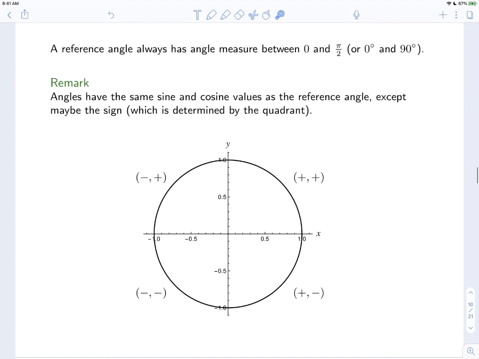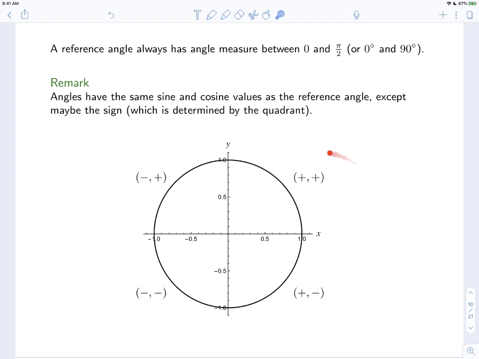A reference angle always has angle measure between 0 and pi over 2. Now this is inclusive, so it might include 0 or pi over 2, which is the same as 0 degrees and 90 degrees. So as I've said already, angles have the same sine and cosine values as the reference angle, except maybe the sign, which is determined by the quadrant.